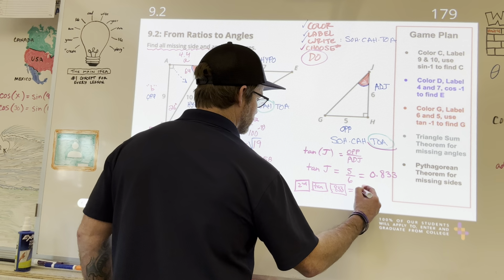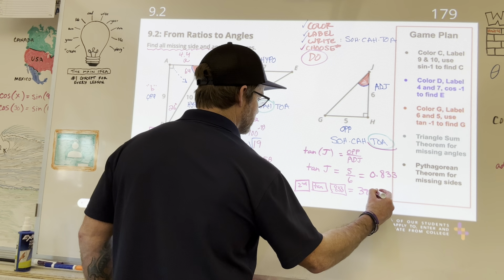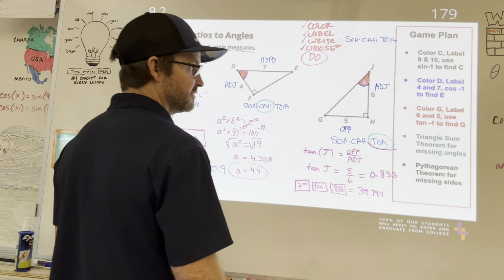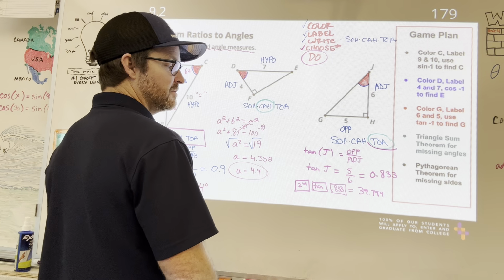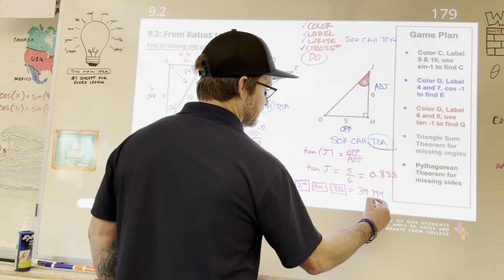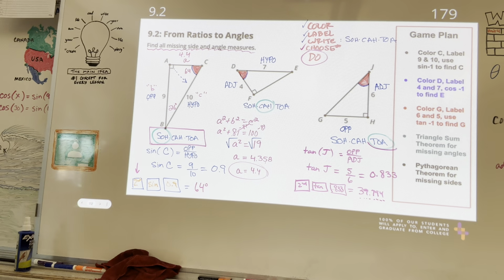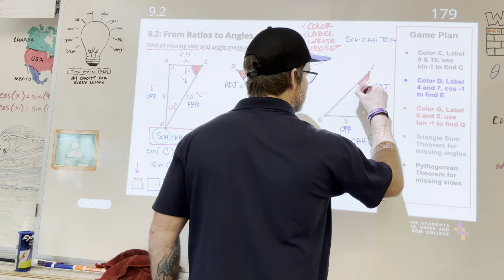$39.79. 39 point... sorry, 39 point 794. 794. What do you want to round that to? 0.8. What are you gonna round this to? Oh, sorry, I was... yeah, 40? 40, yeah. So throw in a 40 right here.